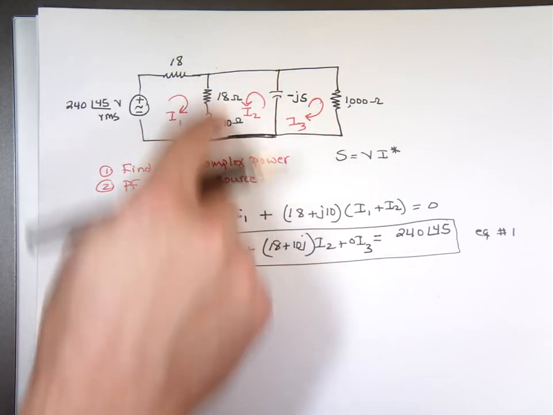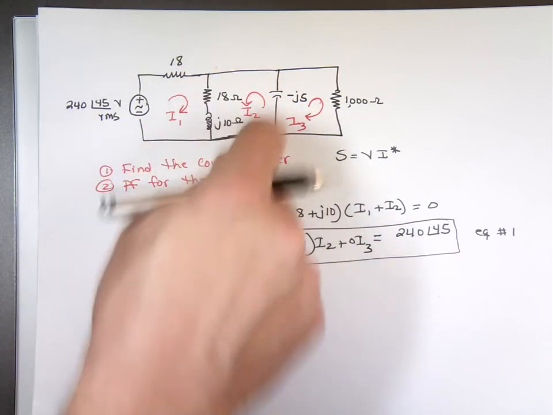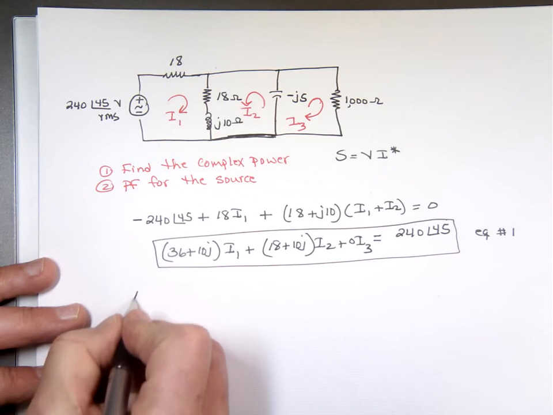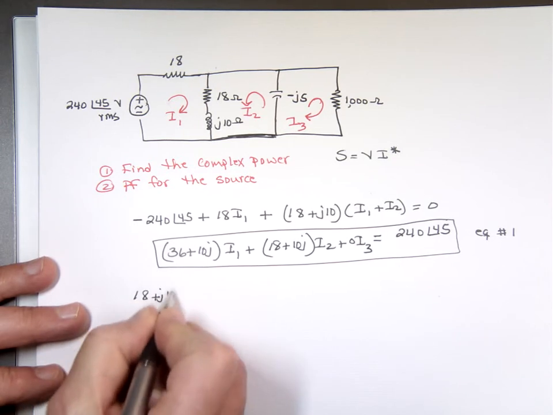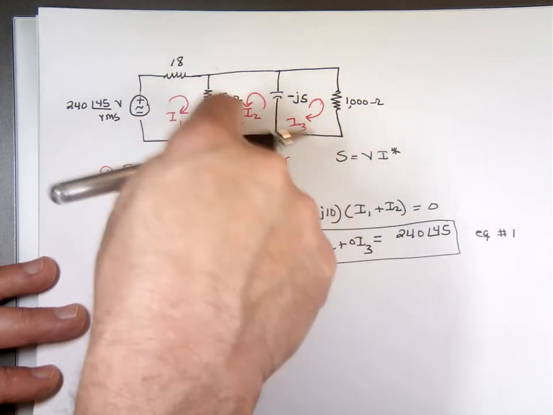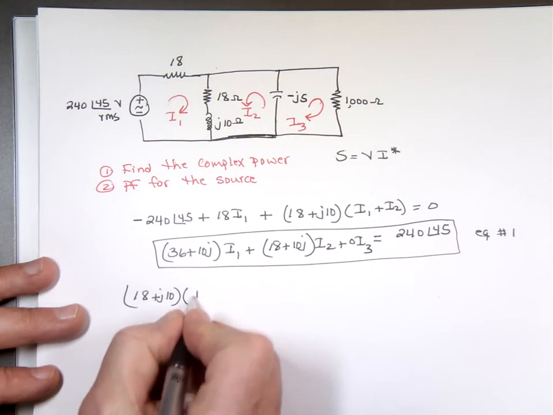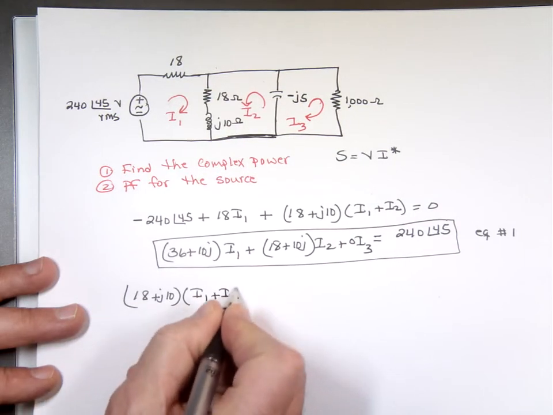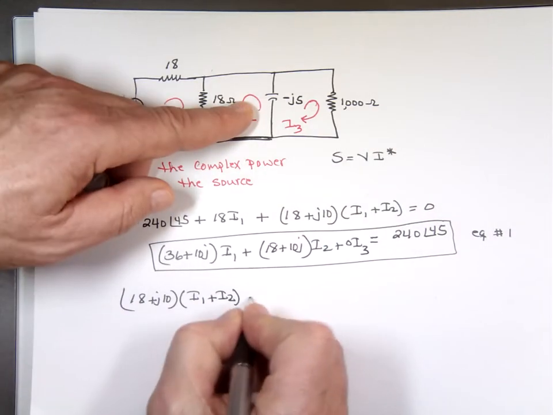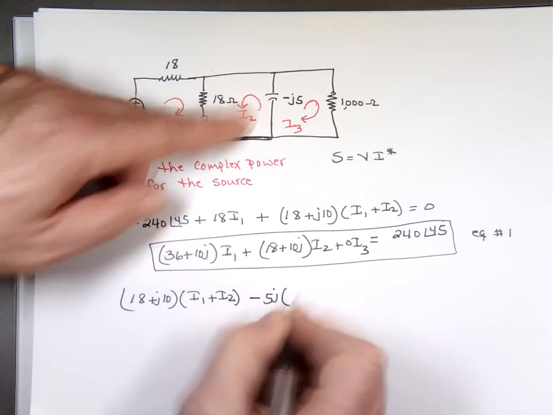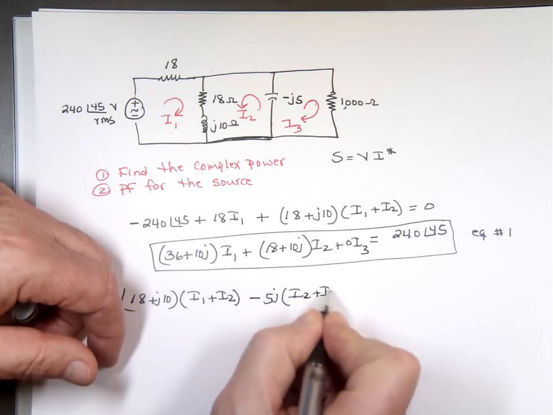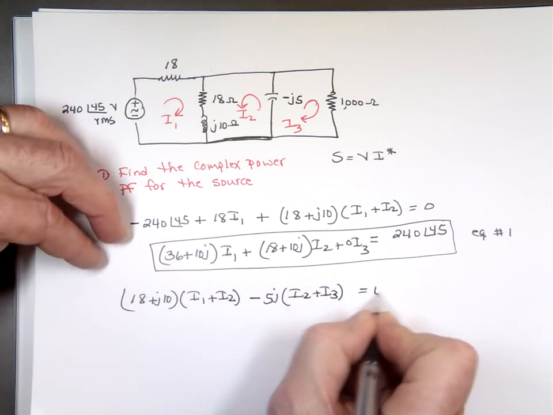If you do this one here, this loop, again, I'm traveling this way. I had the direction of the current going this way. Let's go in that direction. 18 plus J10. What is the current coming down here? I'm going this way. I sub 1 plus I sub 2. Now I'm going back up there. That's minus 5J. What is the current going up? I sub 2 plus I sub 3. And that's equal to 0.